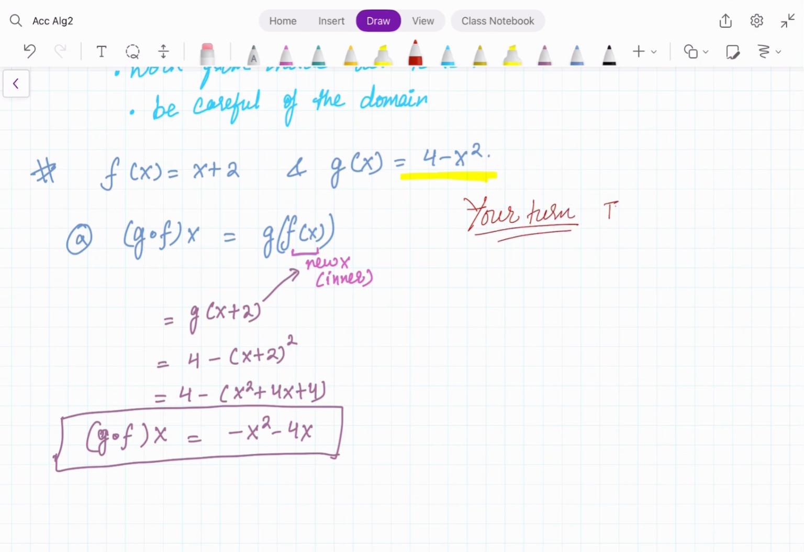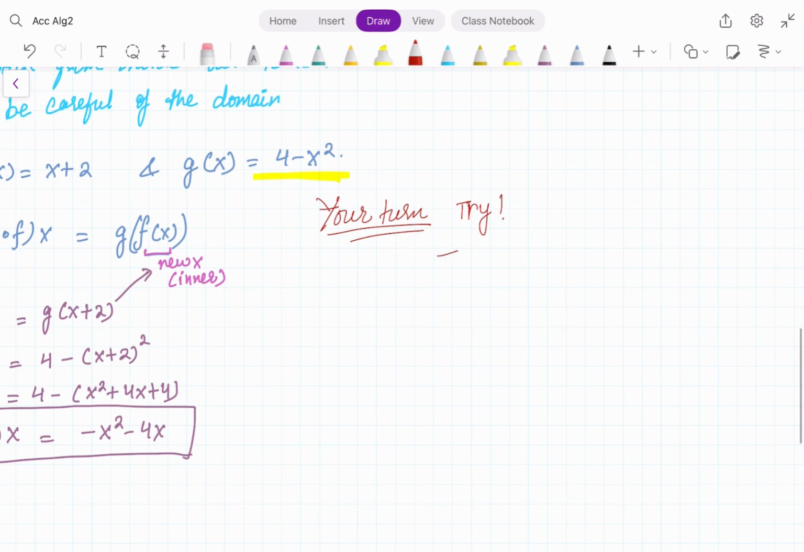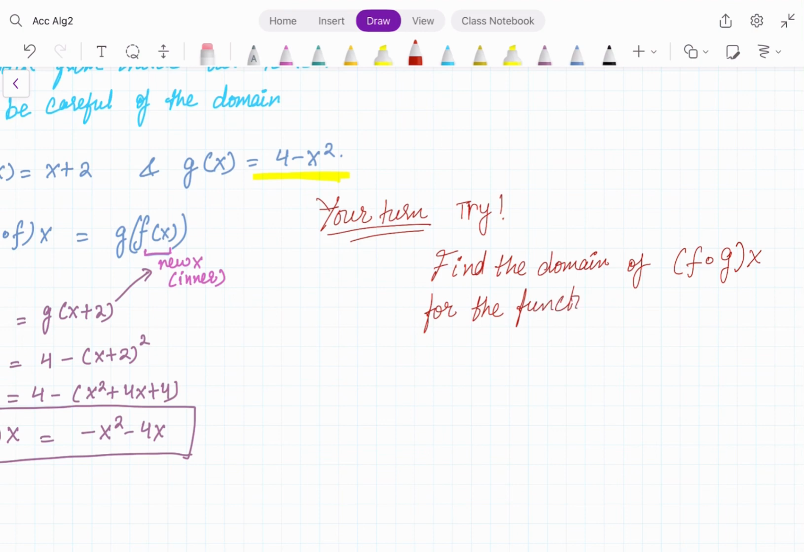Now it's your turn. Try one problem for yourself, and be careful when you write the composite function. This question asks to find the domain of f composed of g for the functions, and please write the domain first before you write the composite function.